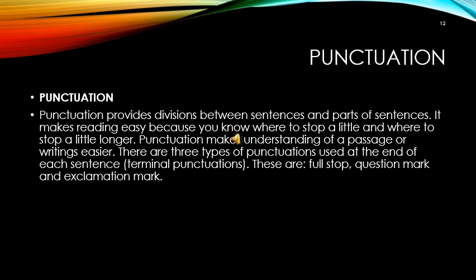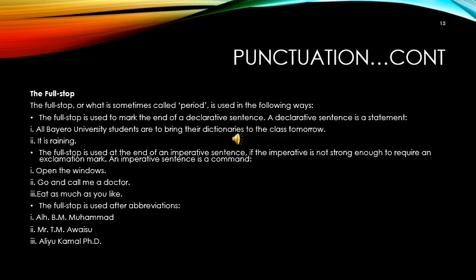There are 3 types of punctuation used at the end of each sentence. The terminal punctuation: these are the full stop, the question mark, and the exclamation mark. The full stop, or what is sometimes called a period, is used in the following ways. The full stop is used to mark the end of a declarative sentence. A declarative sentence is a statement.